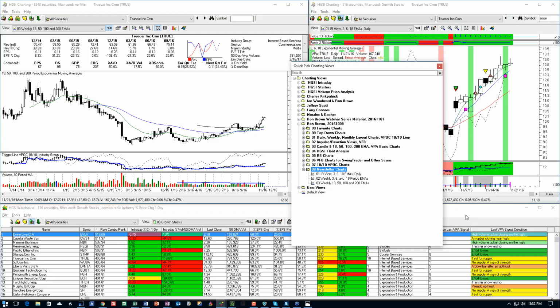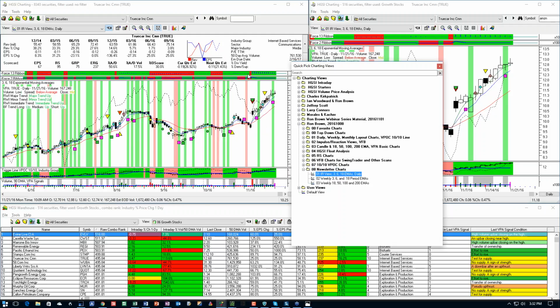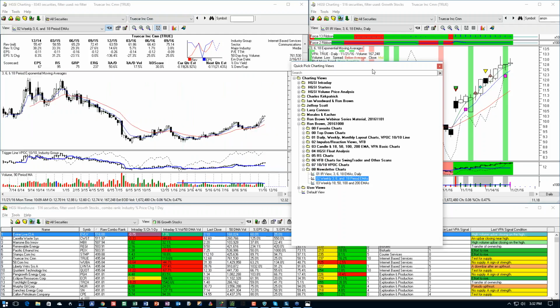Now these may change in the future, and I will let you know if there are any new ones, but what I'm using here are... I'll go to this one right here.